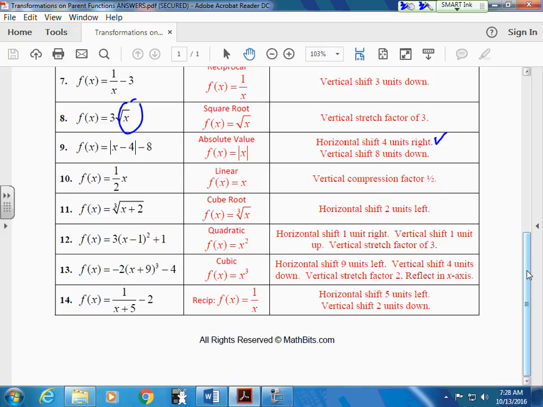Here's a line. It's just a linear function, the line. And it had a factor out here. So this is a vertical shrink. They called it a compression, which is fine, by a factor of 1/2. A shrink has to have a fractional factor. A stretch has to have a whole number. Here's your cube root. Your cube root, your cubing function, is your parent graph. Inside, underneath the radical, moves the opposite way horizontally, left 2 units.